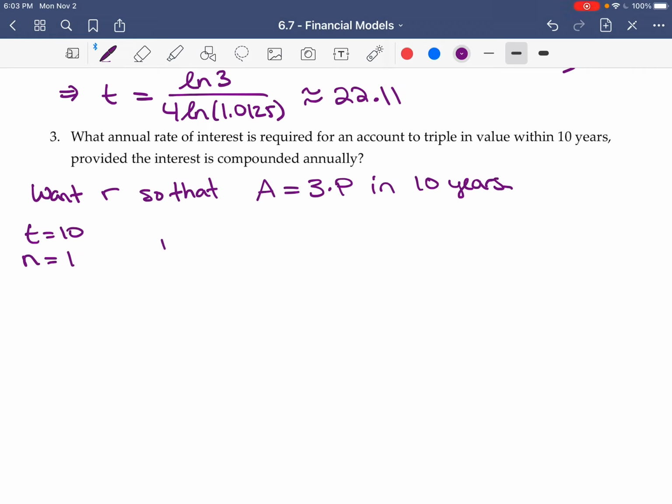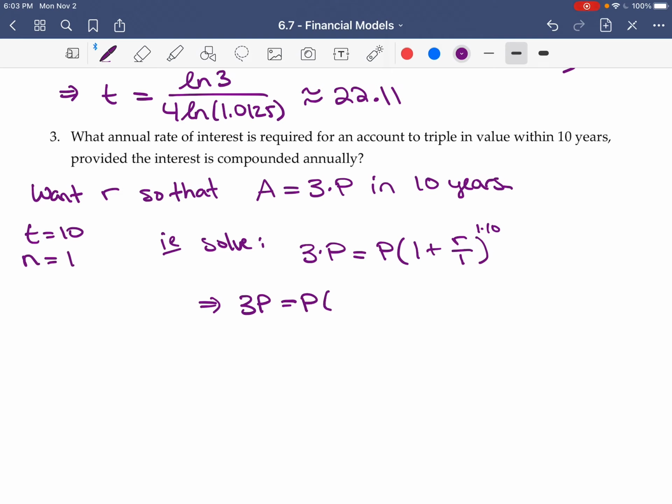So then we want to solve the equation. So A is 3 times P, and then it's P times (1 plus R over N, which is 1) to the power N times T, so 1 times 10. So that's going to be 3P equals P times (1 plus R) to the 10. So we can divide both sides by P, and that's actually going to cancel out all the P's. So we actually want to solve 3 is equal to (1 plus R) to the 10.